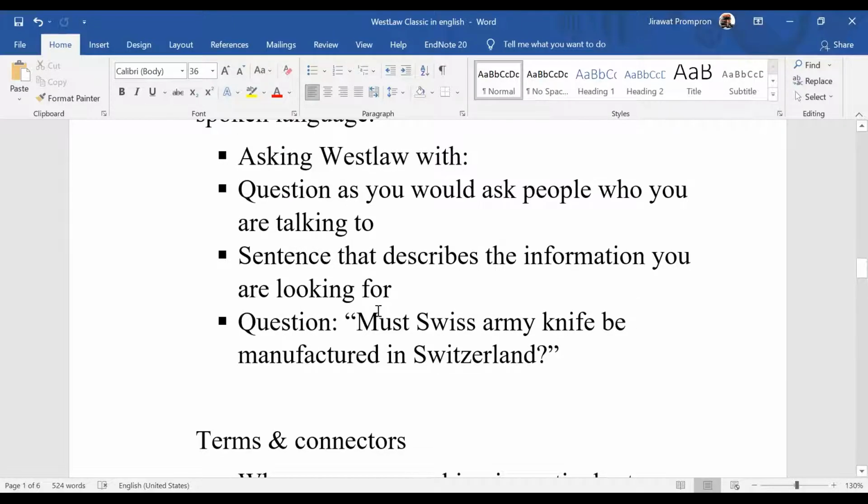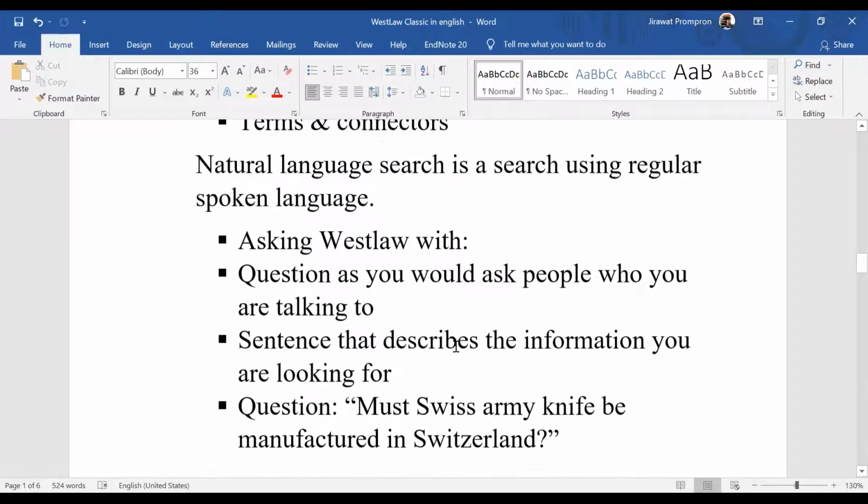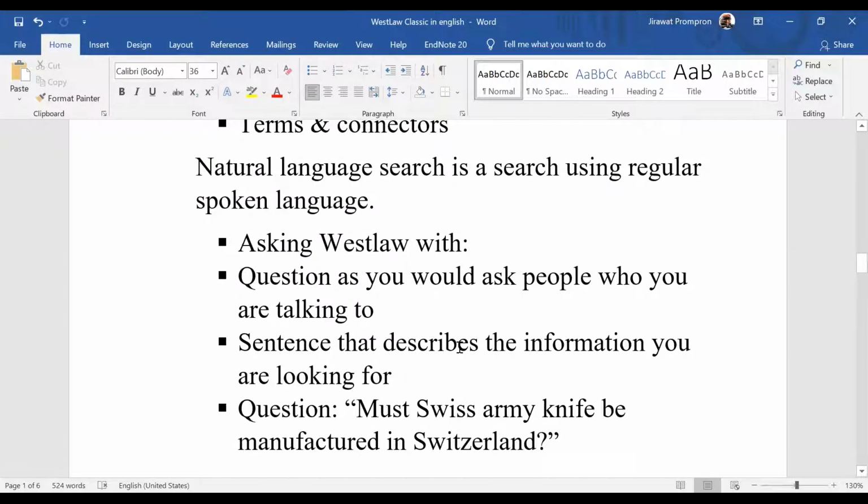This is the sample I told you: must a Swiss Army knife be manufactured in Switzerland. But the result is too broad for you. By default, they connect with the operator or. So they will grab the key terms found in your question and use those keywords or concepts to search for you. And this is good if you are worried about what we call stemming.